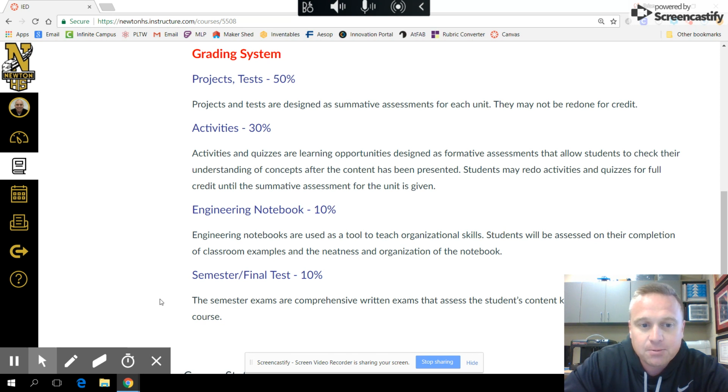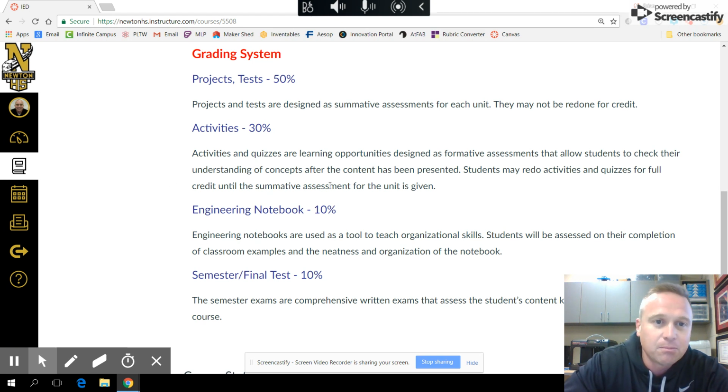The last thing we'll talk about here real quickly is a semester or final test. At the end of the semester and also at the end of the school year, we'll take an exam. It's a written exam. It'll be worth 10% of your grade, and it's comprehensive. So at the end of the fall semester, it'll be everything we've learned the entire fall semester. And at the end of the school year, it will cover everything that we learned or went over during the school year. All right. So that's the grading system.